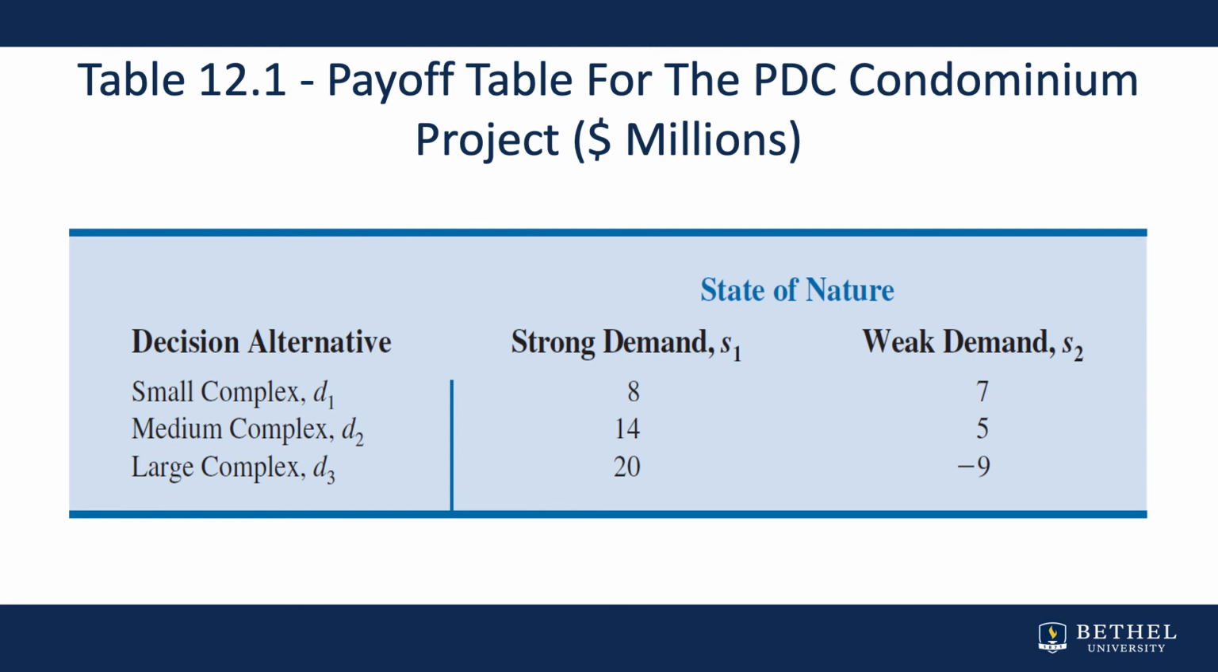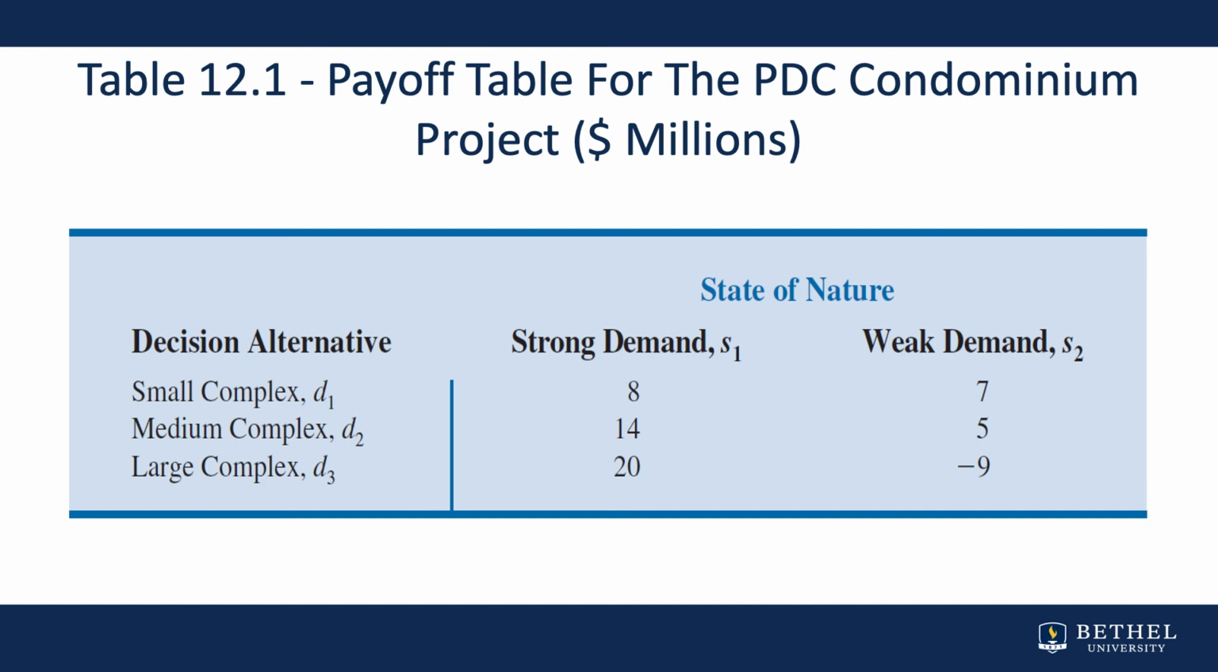Table 12.1 gives us an example of a payoff table. We're going to use this for our example, the PDC condominium project. As you see in the table, you have 3 decision alternatives. Small complex, 30 condominiums, that one is D1. Medium complex, 60 condominiums, that's D2. And large complex, 90 condominiums, that's D3. Those are our alternatives.